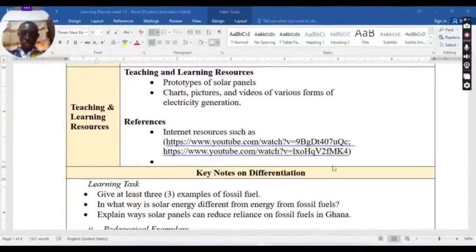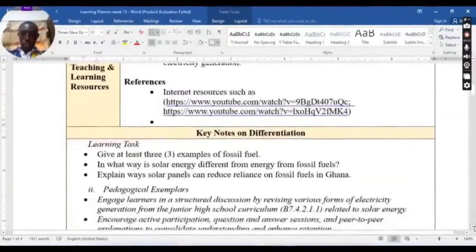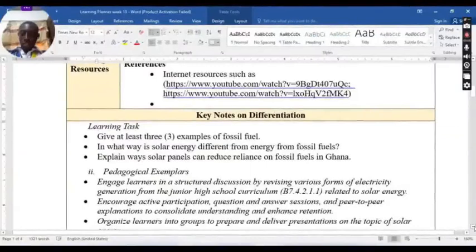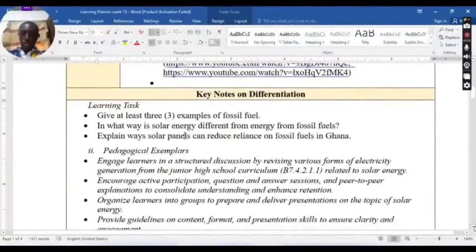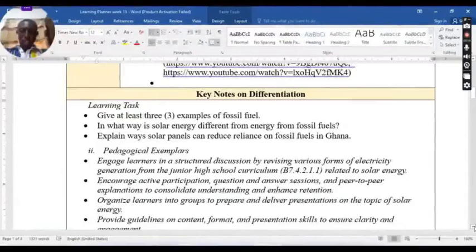Key notes on differentiation. Okay, so we are getting deeper. I hope you have been enjoying it all this while. Now, key notes on differentiation. It talks about differentiated, personalized, individualized teaching and learning for the learners. How are you going to carry out individualized, personalized teaching and learning for the learners? There are different categories of learners. Some may be having challenges.